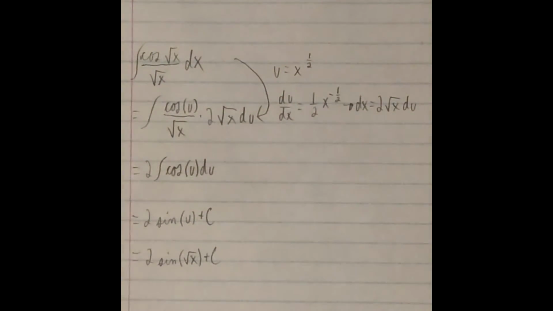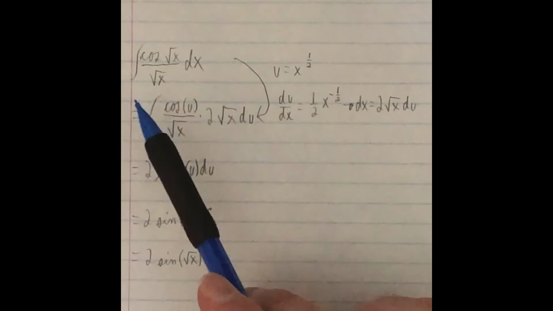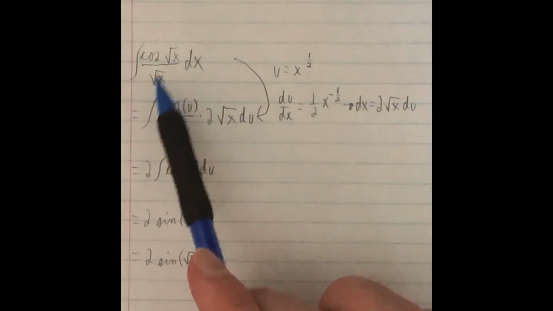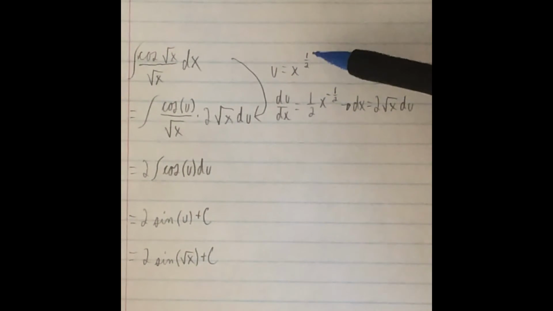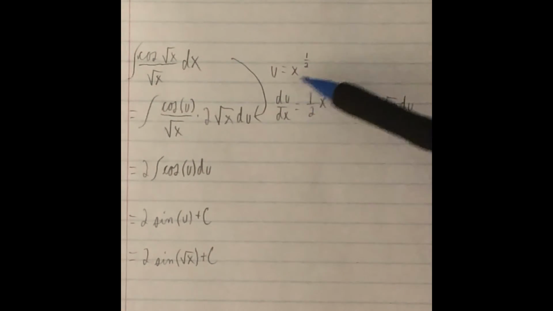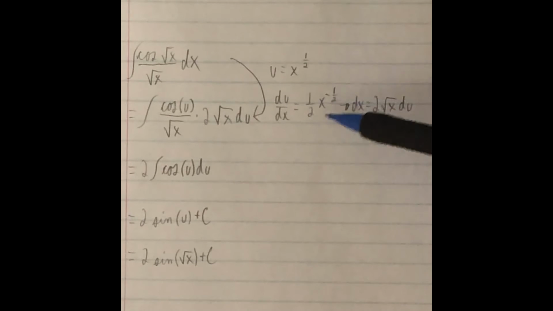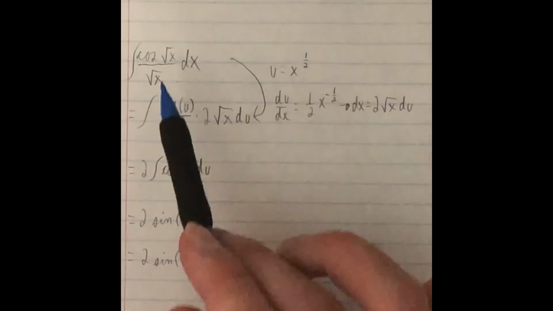This next one is a u substitution where we have to notice that substituting for u is going to cancel out this term over here. So if I want to substitute for square root of x, I'm going to have u equal to x to the 1/2, and I notice that the derivative of x to the 1/2 is 1/2 times x to the minus 1/2, so 1 over 2 square root of x. And if I isolate for dx, I'm going to get 2 times square root of x times du.